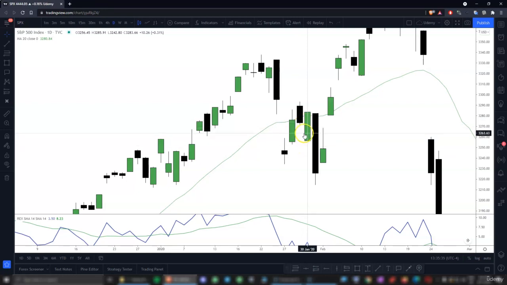just drops down even more, so it will touch your stop loss, but you'll get a very small loss, from here to here, and that's better than a full loss. So let's mark this as a loss.